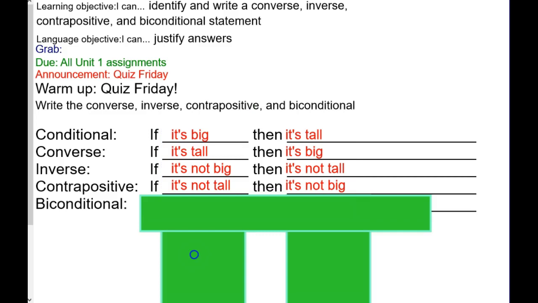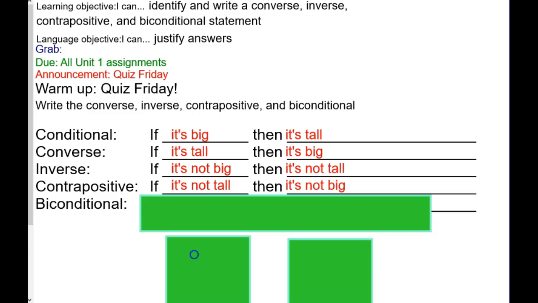Now, you might remember this one from the notes. What do you call it? Or sorry, biconditional. Does biconditional have if and then? No. In the middle, it says what? If and only if. That's a special phrase that lets you know that it's true both ways. Biconditional. So what do I start off with on this sentence for biconditional?